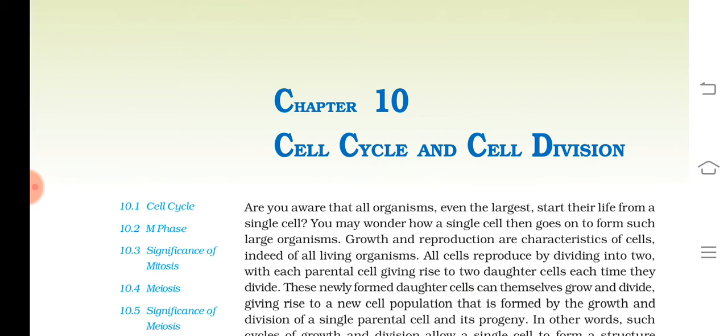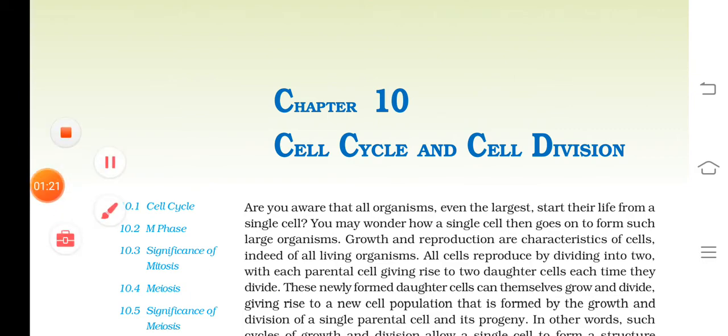And I told you the meiosis takes place in two different cycles, or two different phases. What are they? Meiosis 1 and meiosis 2. Meiosis 1 includes what different sub-stages? Prophase 1, metaphase 1, anaphase 1 and telophase 1. And meiosis 2 also includes what? Prophase 2, metaphase 2, anaphase 2 and telophase 2.